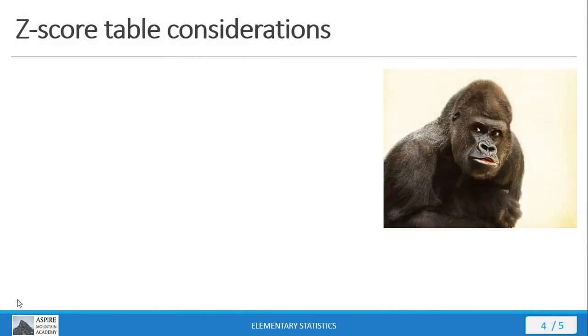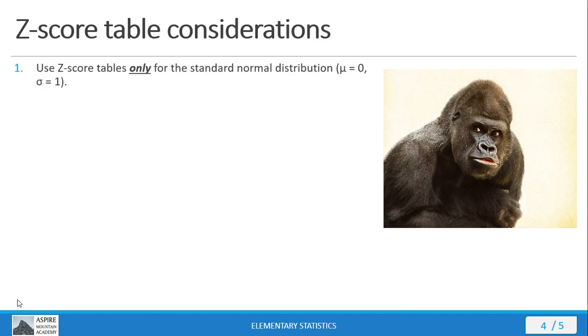There are some considerations that we need to keep in mind when using the z-score table. First, using z-score tables is appropriate only when you have a standard normal distribution. So remember what we talked about in the previous mini lecture. In order to have a standard normal distribution, you must have a mean value of 0 and a standard deviation of 1. So you have to meet the requirements for a standard normal distribution in order to use the z-score table.